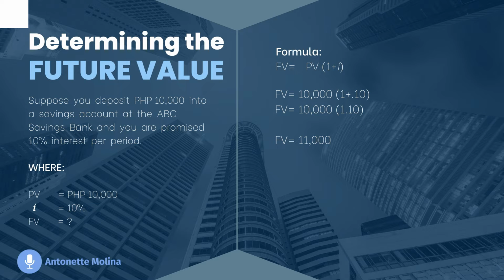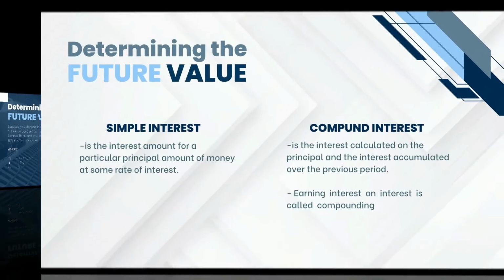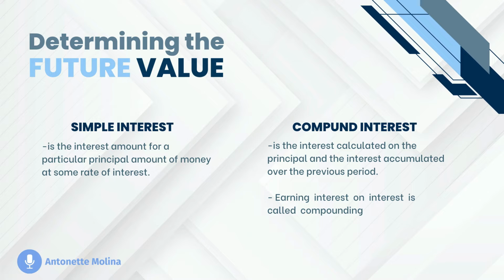So in the computation, future value is equal to 10,000, open parenthesis, 1 plus 0.10, close parenthesis. So it will be future value is equal to 10,000 times 1.10. So we will have future value is equal to 11,000. So at the end of one period, you would have 11,000, and this 11,000 consists of the return of your principal amount of the investment, which is the 10,000 pesos, and the interest or return on your investment, which is the 1,000 pesos. If the 1,000 pesos interest is withdrawn at the end of the period, the principal is left to earn interest at the 10% rate.